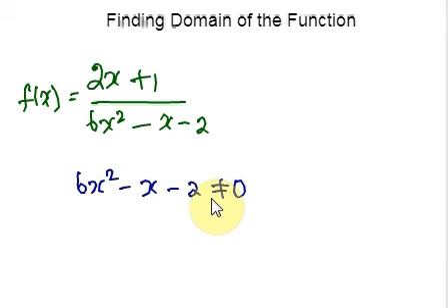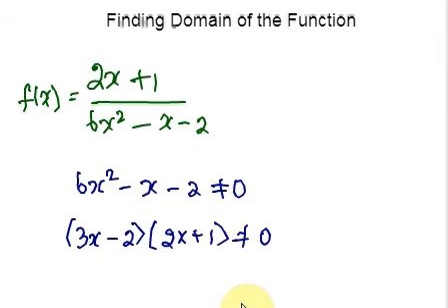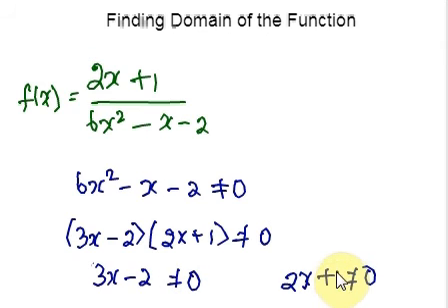The left side of the equation is a quadratic expression, so we can factorize this. So what are the two factors? 3x minus 2 and 2x plus 1. In case you have any query regarding how to factorize a quadratic function, you can refer to one of our previous videos, on the topic of factorizing quadratic functions. Okay. So you have a product of two factors. These two factors should not be equal to 0. In case they are equal to 0, the denominator would become 0 and the function itself would become undefined.